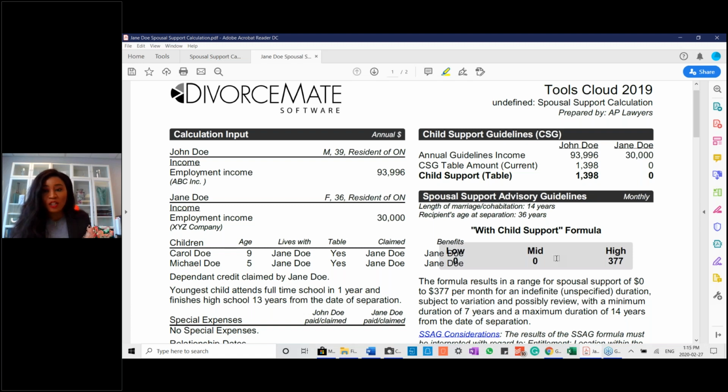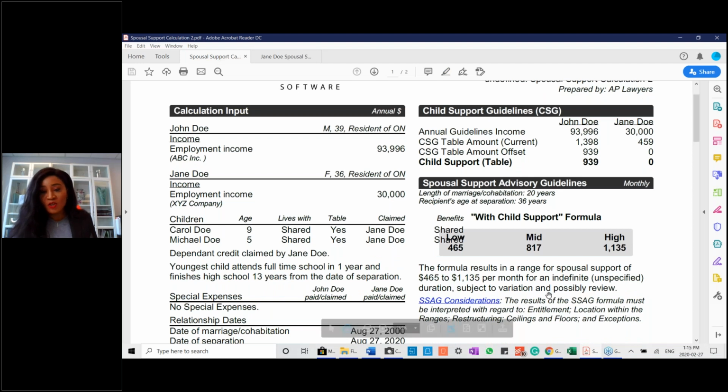Obviously, the longer the relationship, the more likely you would be paying more in spousal support. In this calculation, it's 14 years, and you can see here where it's 20 years, it also affects the numbers. Duration of spousal support is a big factor.